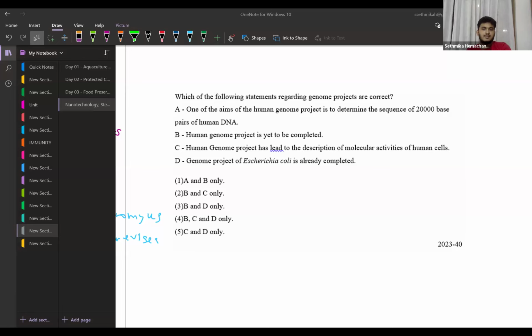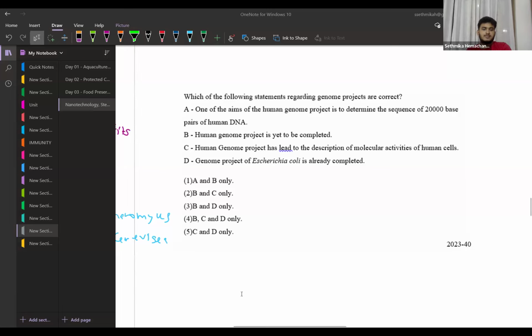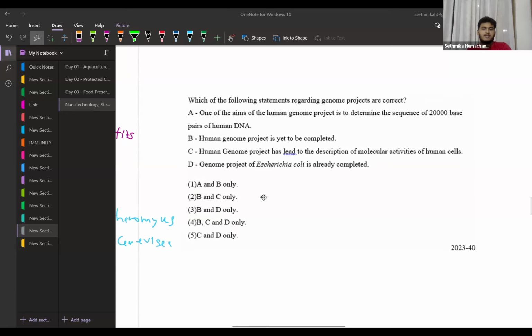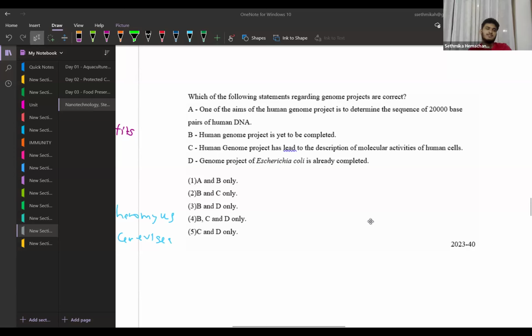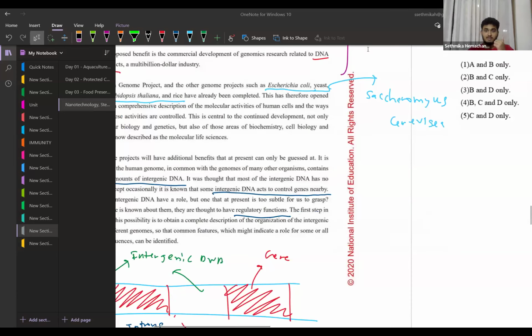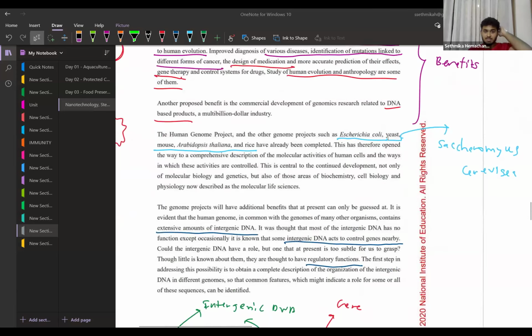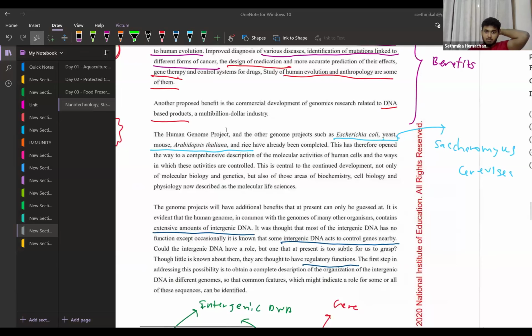Right, let's see. When I saw this question, the only two things that I remembered were that the E. coli genome project was already completed and the human genome project is already completed. So I only knew B and D, and from that you can actually get the answer. So I went in having learned these: E. coli, yeast, the human genome project. So here we have the human genome project and other genome projects such as E.